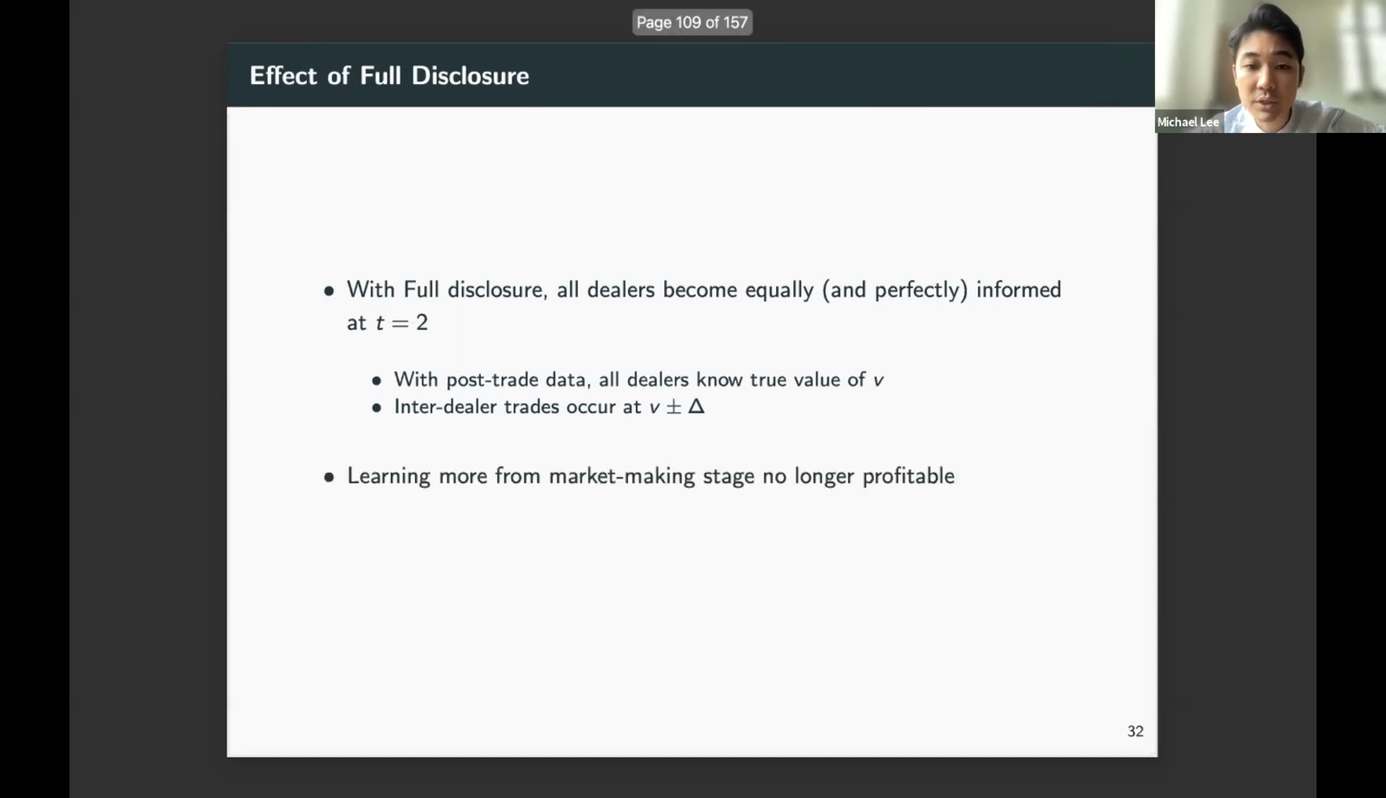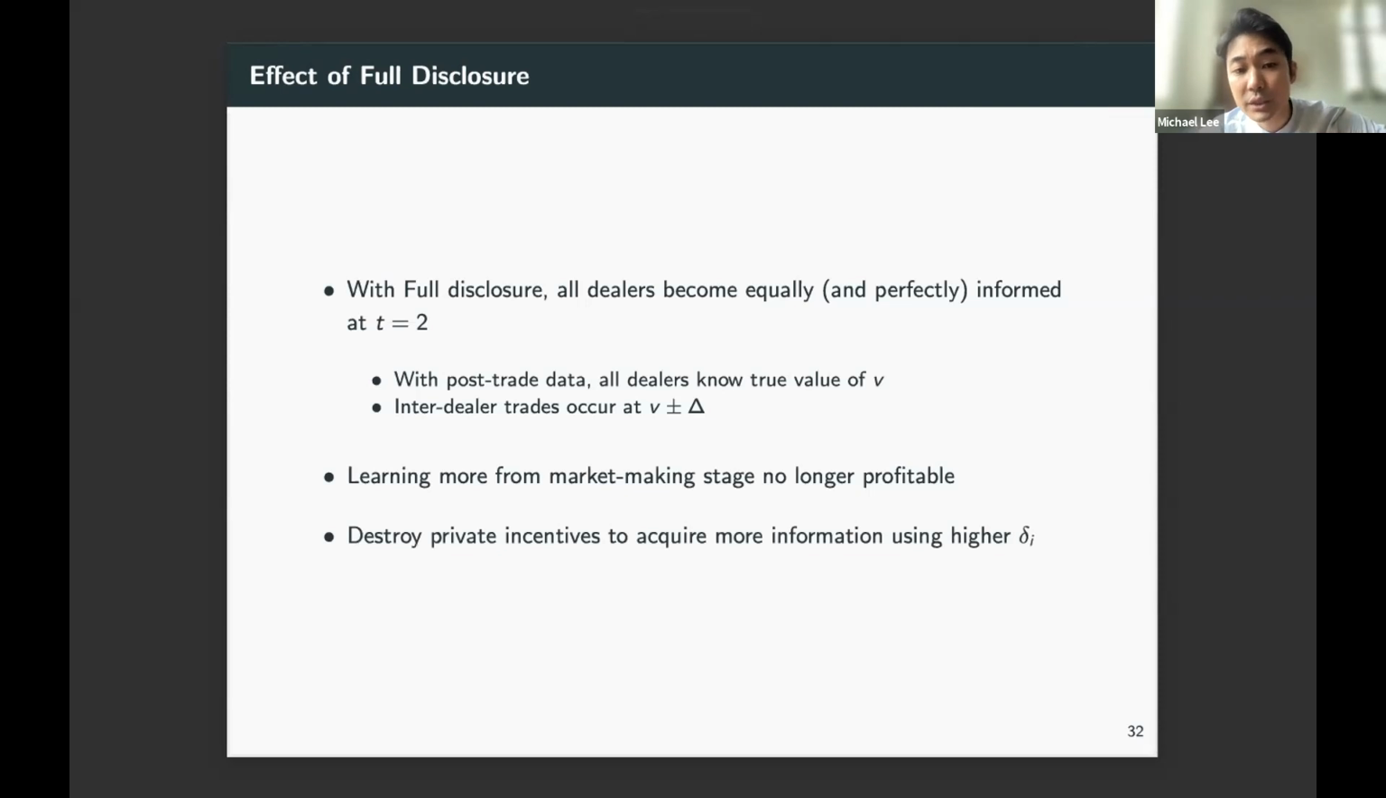So as a result, we can see that learning from the market making stage is not really profitable. You can choose a larger bid-ask spread, but you expect that everyone will be perfectly and equally informed in the interdealer stage. And so doing so would serve no purpose. And so this destroys the private incentives to acquire more information by using a larger bid-ask spread.